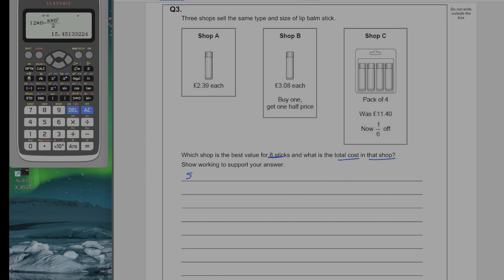So if we start with shop A, typically it's going to be the easiest. We've just got no deal at all. So that total price would be £2.39 times 8. And I'm just going to do some working before I actually bring the calculator in. So for shop B, buy one, get one half price. So that is going to be 1.5 times that.